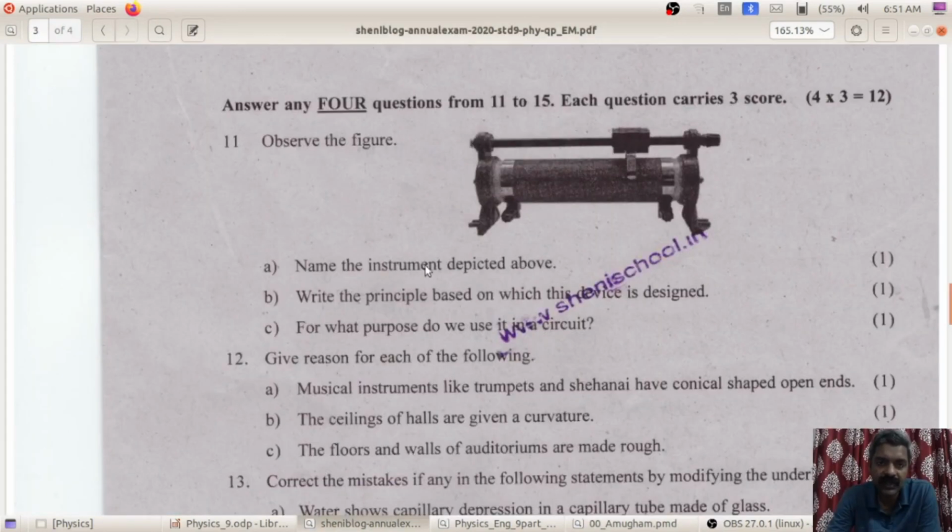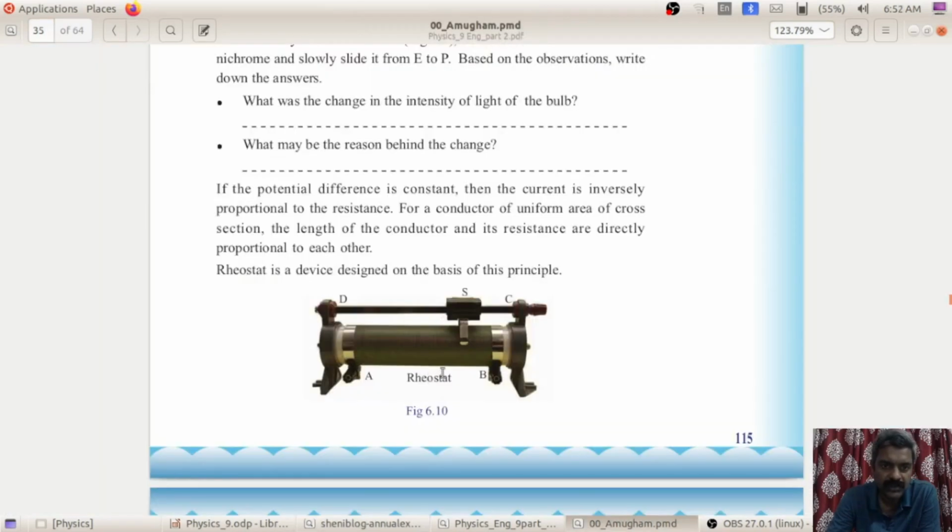Observe the figure. Name the instrument depicted above. Write the principle based on which this device is designed. For what purpose do we use it in a circuit? This is a rheostat. For a conductor of uniform area of cross section, the length of the conductor and its resistance are directly proportional to each other. Rheostat is a device designed on the basis of this principle.